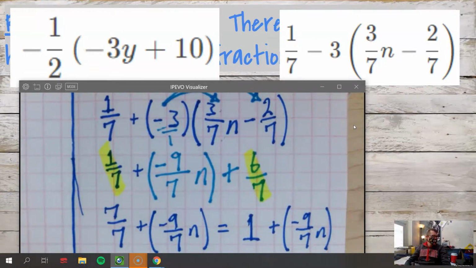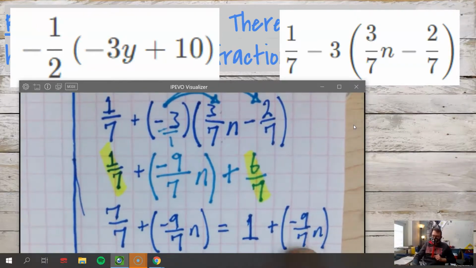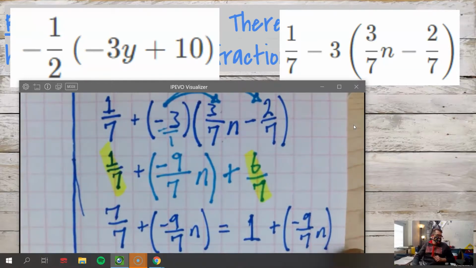negative. Sorry, now I have to see how fast I can say the word negative so I don't say it weird. Negative. Negative. Negative. You don't have to. You could write it like minus. You could write 1 minus 9/7 n, and that would avoid saying the word negative, but then you have to say minus, and we know subtraction isn't really real.